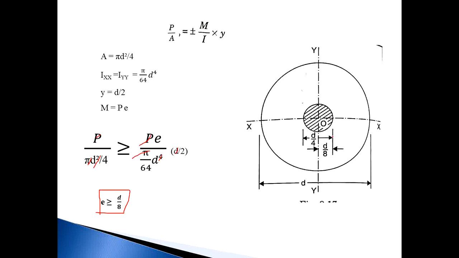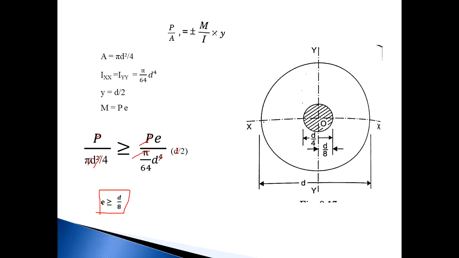So this is d by 8 on the x-axis on the right side and on the left side, on the y-axis on the upper side and on the lower side. Join all these points using radius d by 8 and draw a circle. Within this portion, whatever load acts on it, the stress produced in this section is totally compressive. There is no tension condition. So that portion is called the core of the section or kernel of the section.